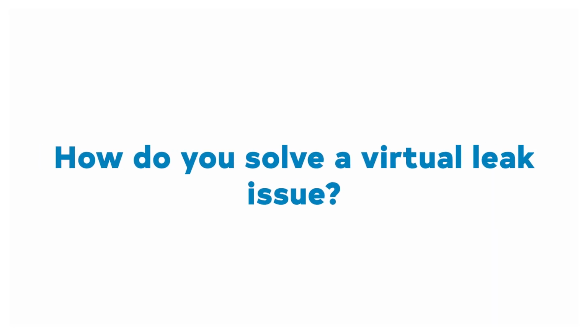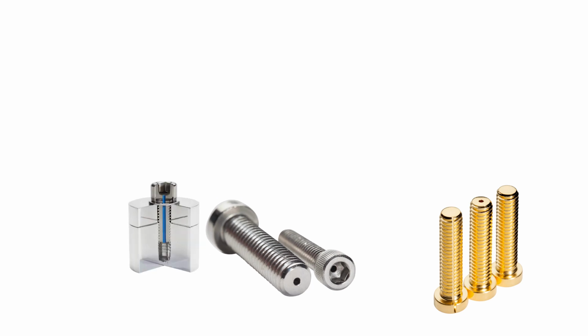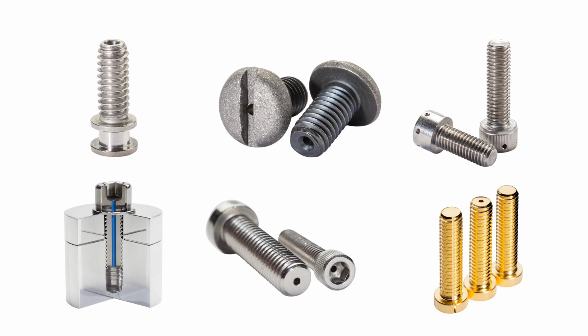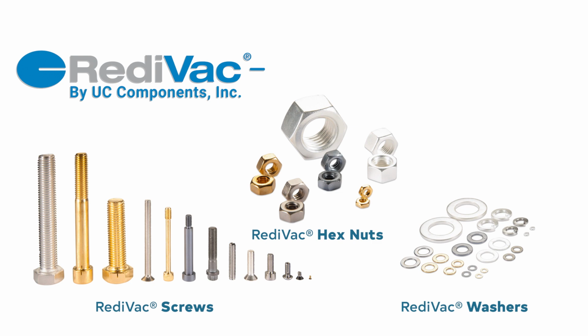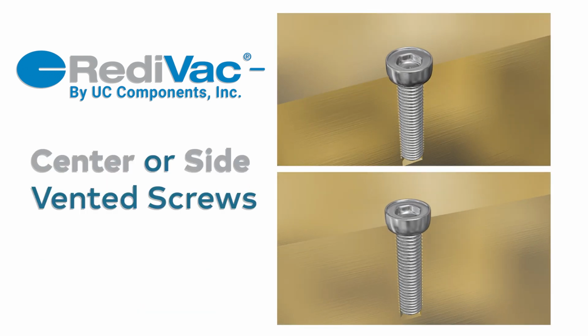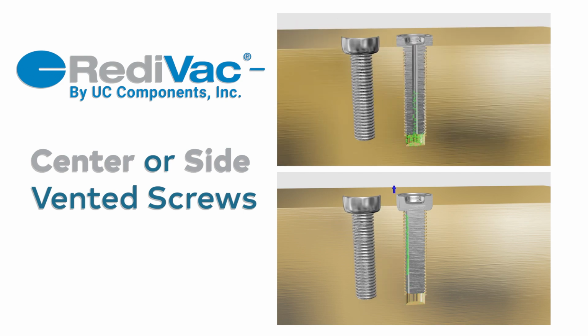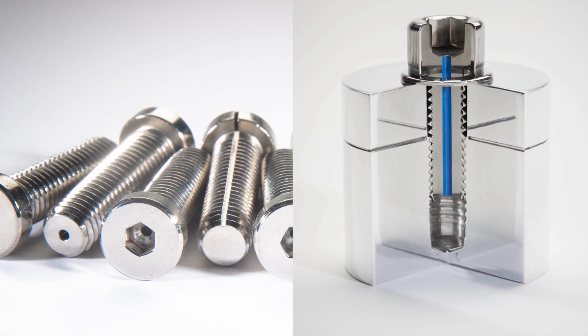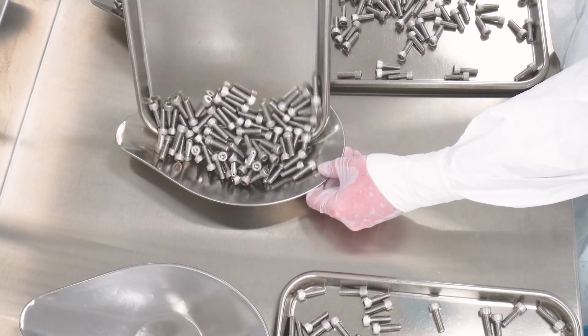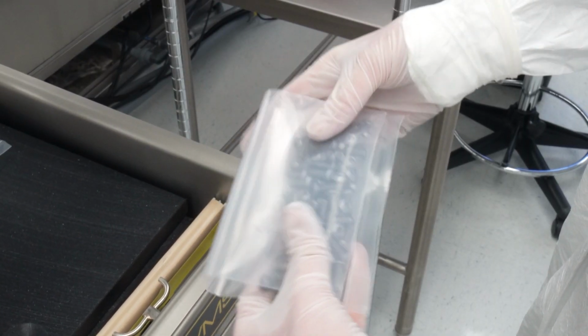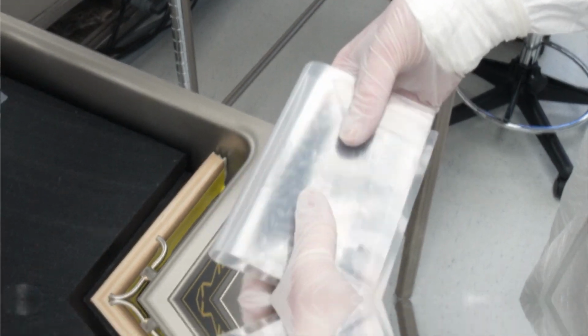How do you solve a virtual leak issue? The best way to solve a virtual leak is to utilize vented fasteners. UC Components Incorporated manufactures a wide range of ReadyVac vented screws, washers, and hex nuts that provide a path for trapped air to be pumped away from the bottoms, sides, and shoulders of blind tapped holes. This allows for faster, more thorough pump down of vacuum systems and eliminates virtual leaks and any potential contaminants that can be found in these voids.